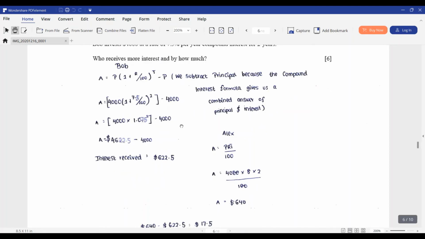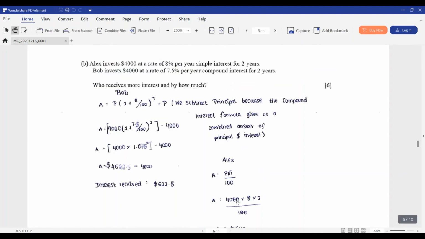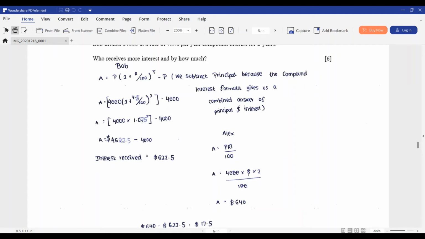So in Alex, first we're going to write the simple interest formula. Note this, the simple interest formula does not give you the total amount in the bank account. It just tells you the amount of interest he received. So for Alex, the amount is equal to principal times rate times time over 100. The principal is 4,000 and the rate is 8 and the time is 2. So 4,000 times 8 times 2 over 100. So basically 40 times 8 times 2, so 40 times 16, and that is $640. That's the amount of interest.